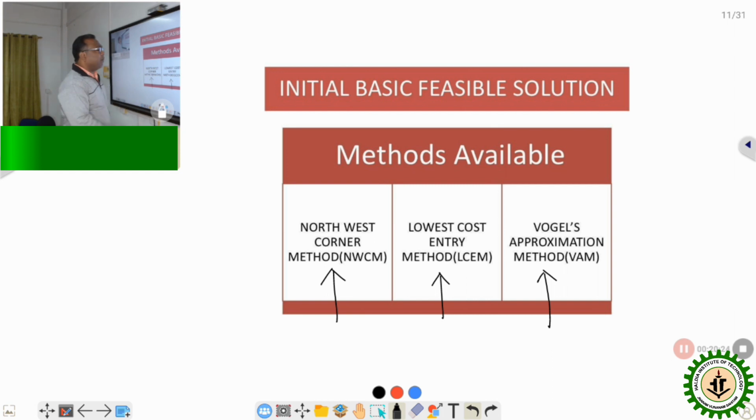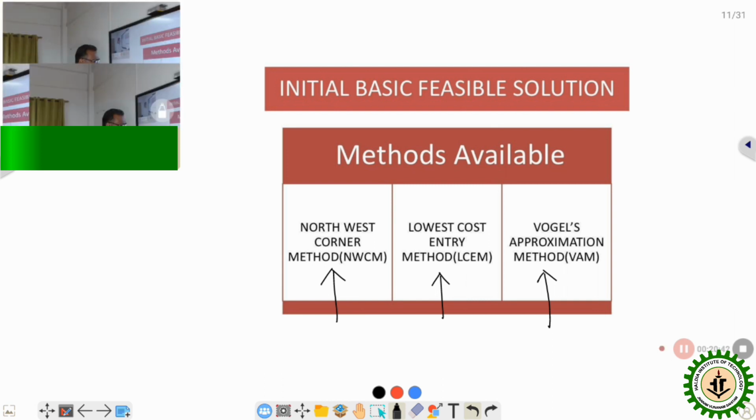Initially the northwest corner method was started. Then it was modified into the matrix minimum method, the lowest cost entry method. Then they thought about Vogel's approximation method. So let's check it out. What is the northwest corner method?